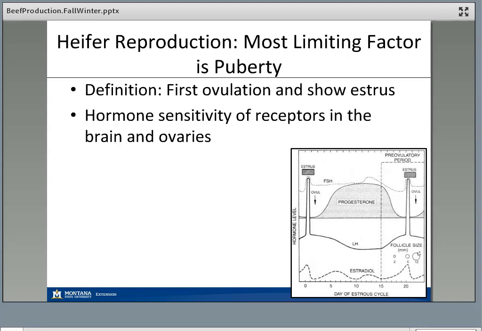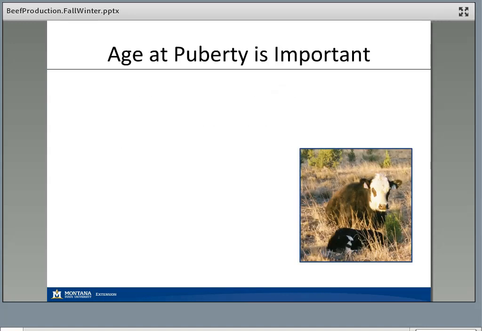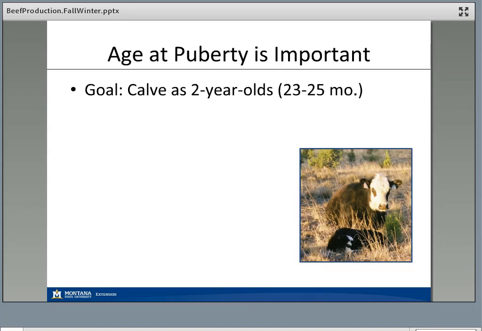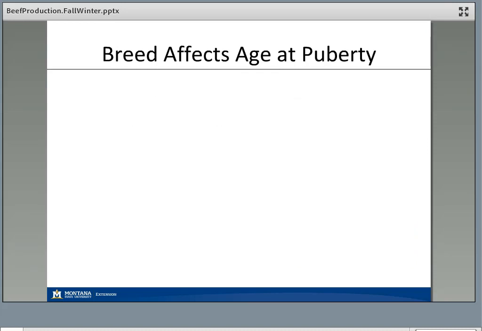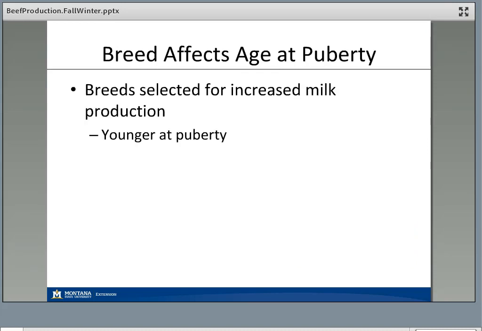We know that breed can affect age at puberty, and that breeds that have traditionally been selected for increased milk production are younger at puberty in general, while breeds that were selected for greater growth and mature size are often older at puberty. I think these differences, as we've improved beef cattle genetics and production, are less stark than they used to be. And we'll return back to heterosis because it affects age at puberty too.